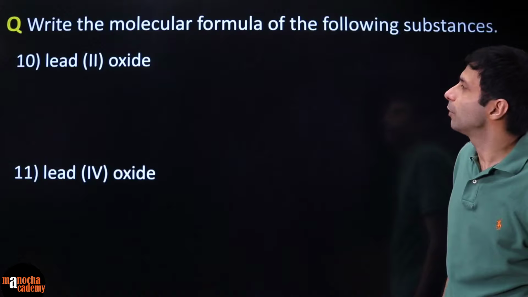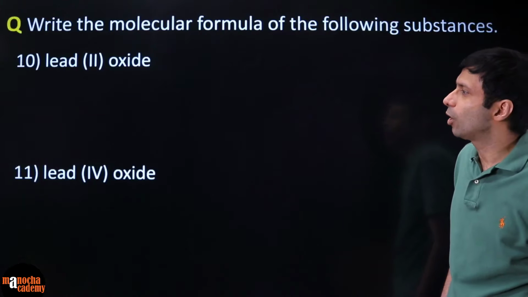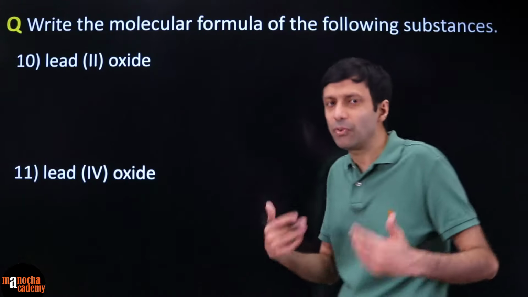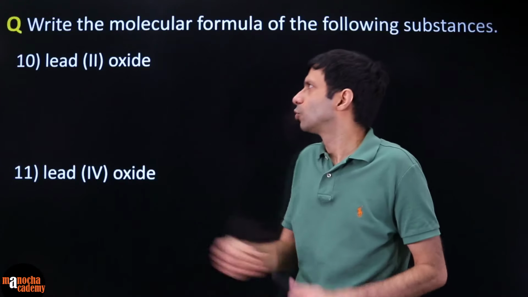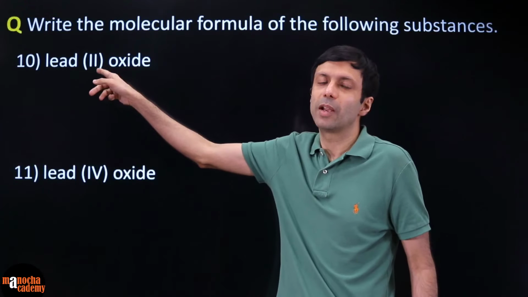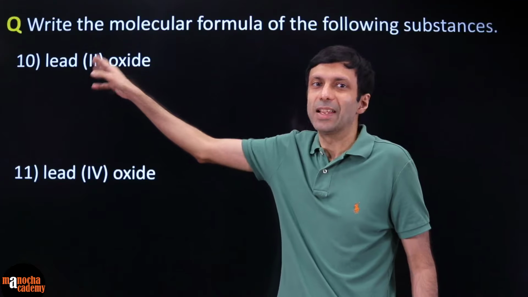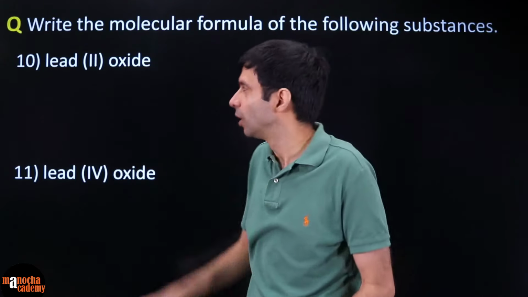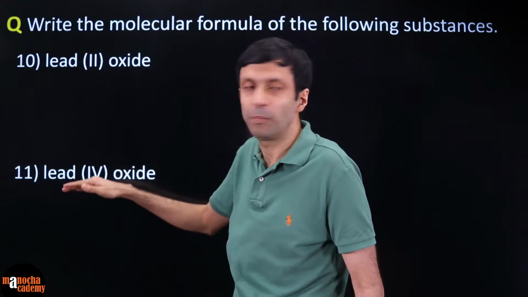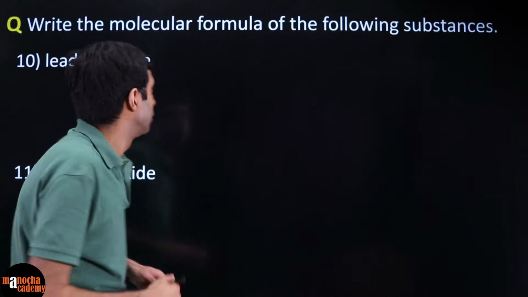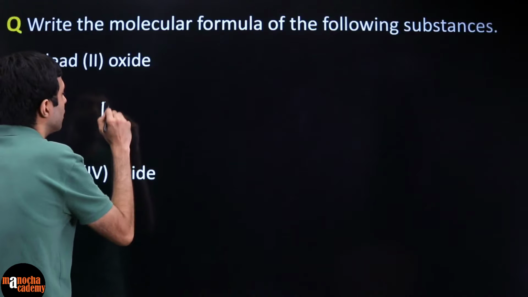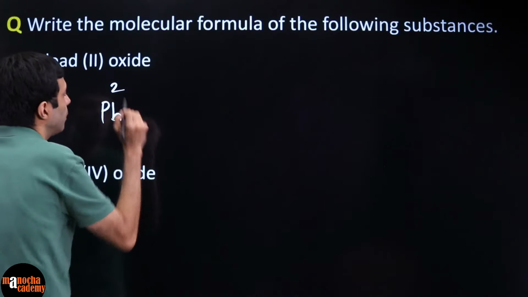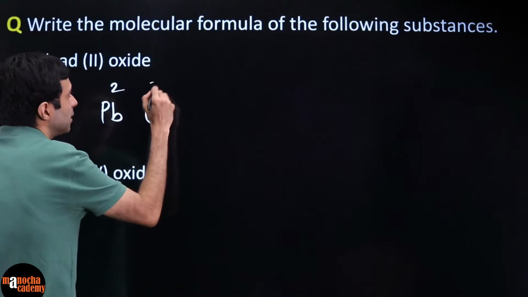Write the molecular formula of the following ones. Lead 2 oxide, lead 4 oxide. Again, I'm giving you a flavor of what you're going to see in the books, right? So this bracket is what I was talking about. This means lead with valency 2, this means lead with valency 4. So let's go ahead and try it out. So this is basically plumbous oxide, plumbic oxide. So in plumbous oxide, we have lead with valency 2 or 2 plus, oxygen with valency 2.